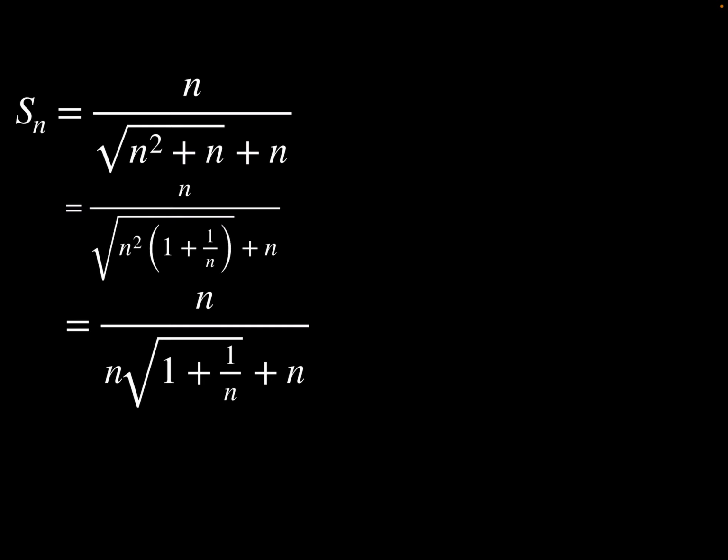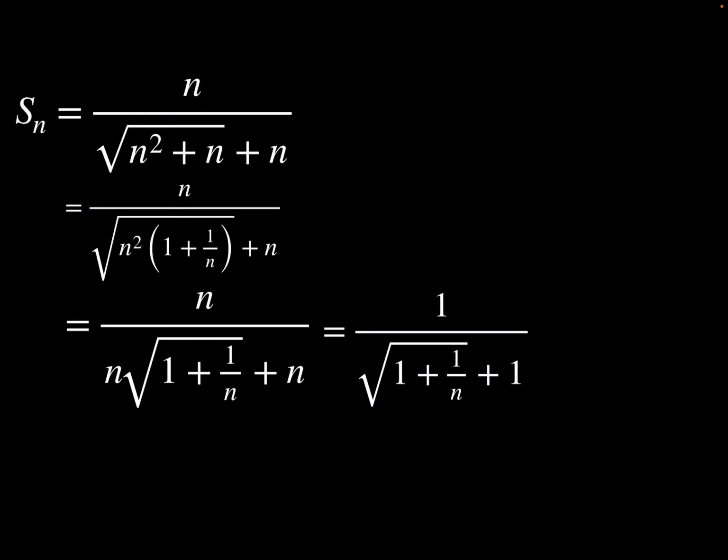And then, because this is a fraction, we can multiply the numerator and the denominator by the same quantity as long as that quantity is not 0. So if you multiply the numerator and the denominator by 1 over n, we get that s sub n is equal to 1 over square root of 1 plus 1 over n plus 1. Now, this expression can be used to compute the limit of s sub n.